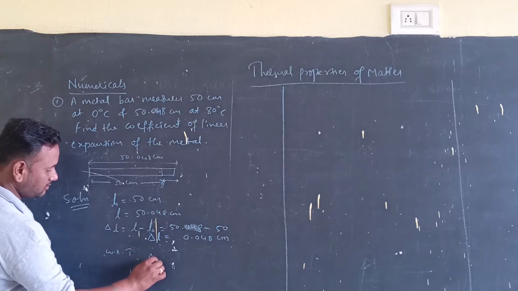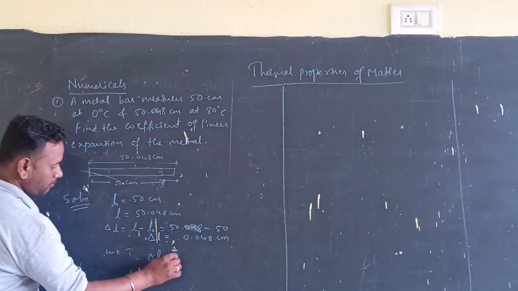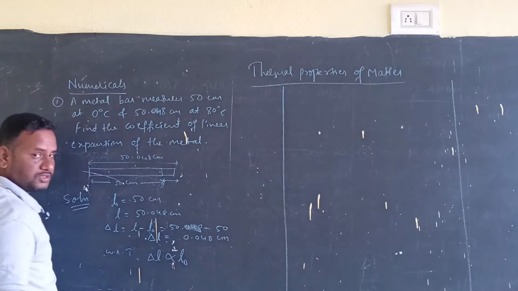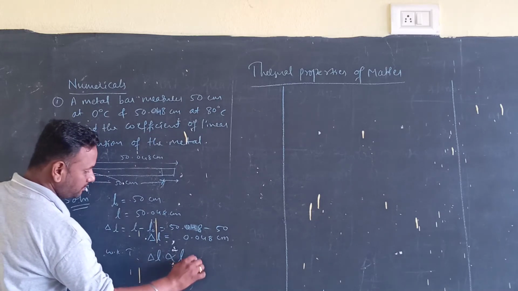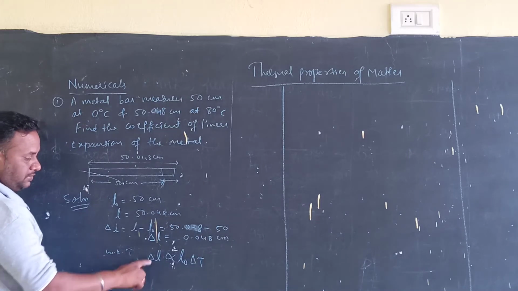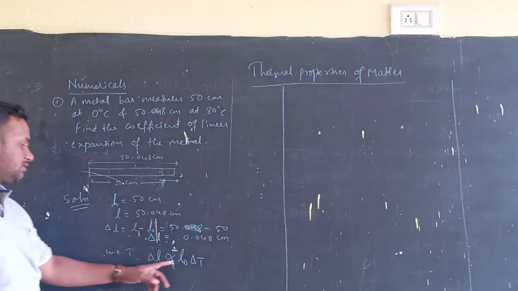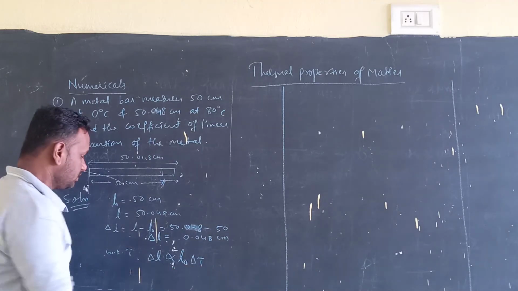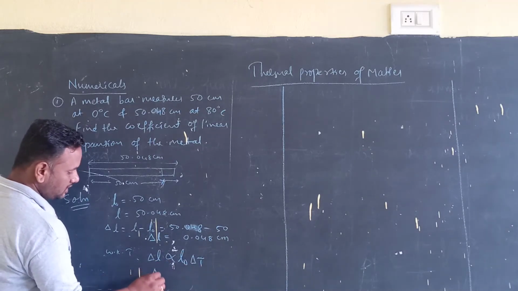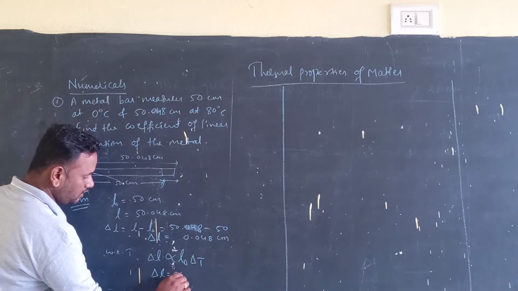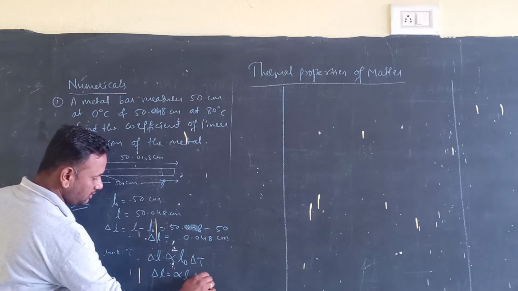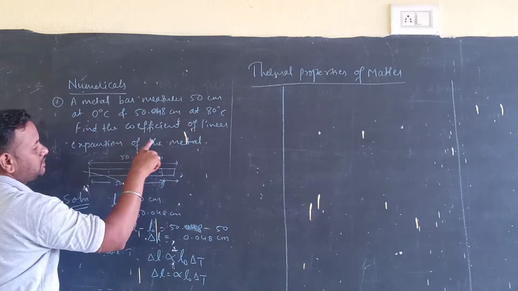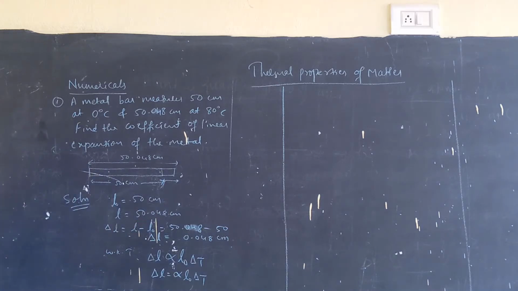And we know that change in length is directly proportional to the initial length, that is L0, and the change in temperature. Change in length is directly proportional to the initial length and the change in temperature. So here we can write this as delta L is equal to alpha L0 delta T, where alpha is the coefficient of linear expansion.